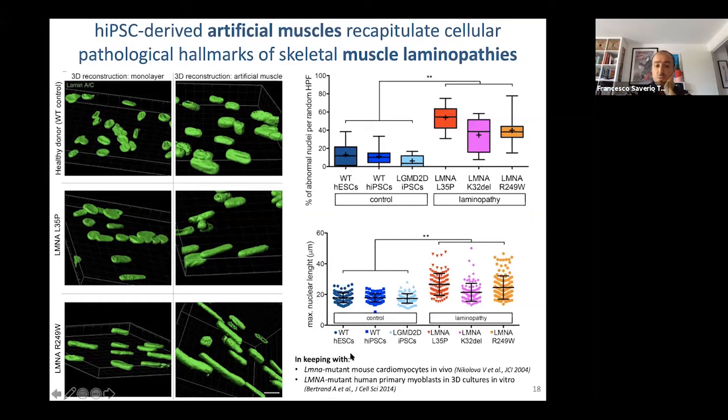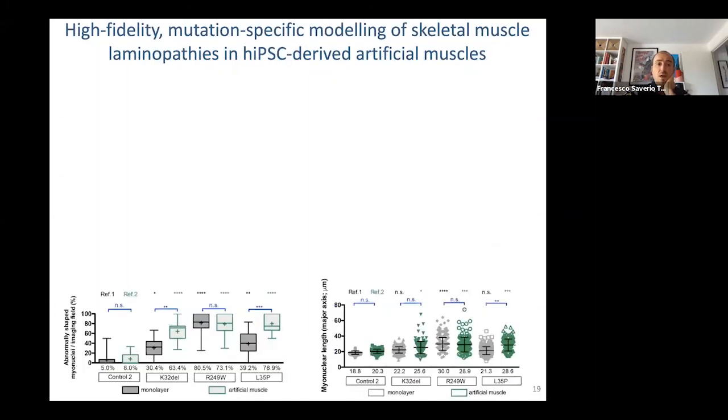And this is in keeping with what was observed in LMNA-mutant mouse cardiomyocytes in vivo, and also in some LMNA-mutant human primary myoblasts in some 3D cultures in vitro. So telling us that the model that we developed is quite high fidelity in terms of mimicking what's actually happening in real life. Then we went on, and specifically Heather here did a number of other investigations together with Luca Pintone in the lab.